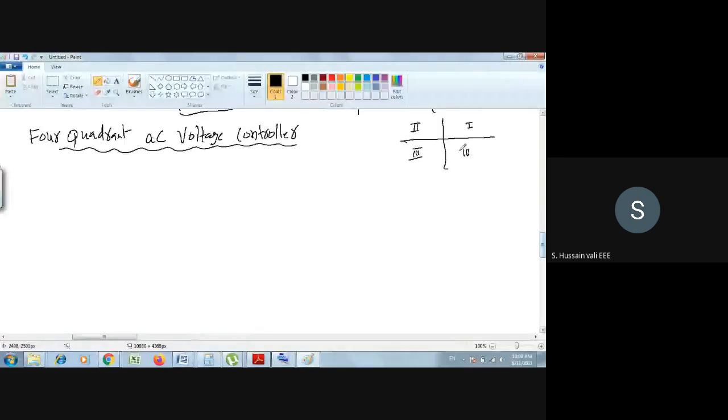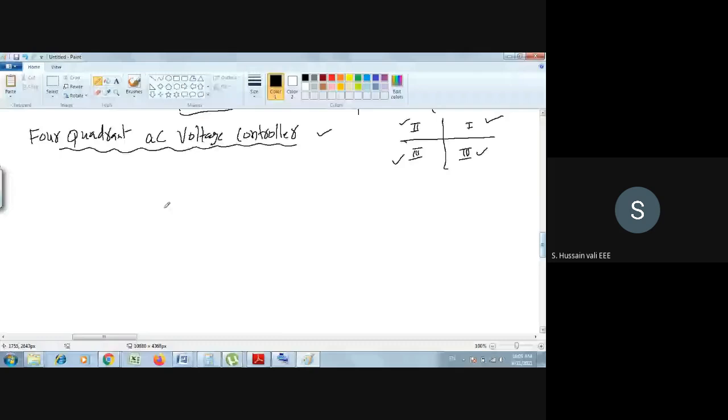What is it that we have seen? In the first quadrant it is motoring, and the third quadrant is also motoring, but it is reverse motoring. Whereas in the other two cases it is braking, forward braking and reverse braking. When it is braking, the power is negative, and when it is motoring, the power is positive. The same thing can be achieved here, like what we achieved using the chopper in the case of DC motors. Using this four quadrant AC voltage controller, we will achieve four quadrant operation of the induction motor. Okay, see how we will do that.